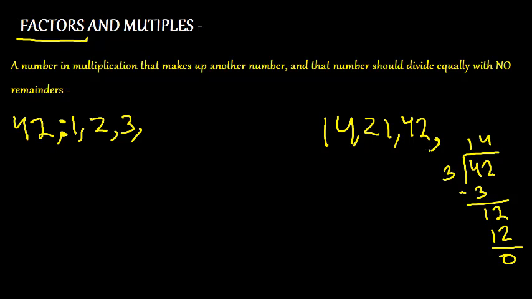The factorization of a number would stop when we stop at itself. 42 is the same as 42, right? So when we stop at the same number, that means that's the end. There aren't any more factors after that.